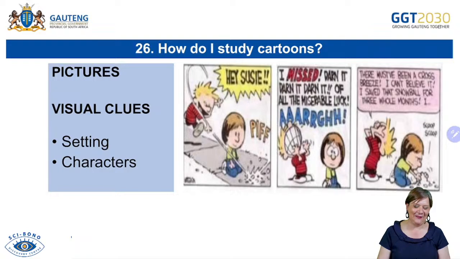Now, let's look at your pictures first. Visual clues. Remember, pictures are your visual clues. So, when you study for cartoons, before you jump into the questions, always start with the basics. Find the setting. Where is this taking place? And how do you know? Now, in this case, it's easy. We can see that they're outside. Susie seems to be sitting on the sidewalk or somewhere in the garden. Our characters are obviously Susie and Calvin, for that matter.